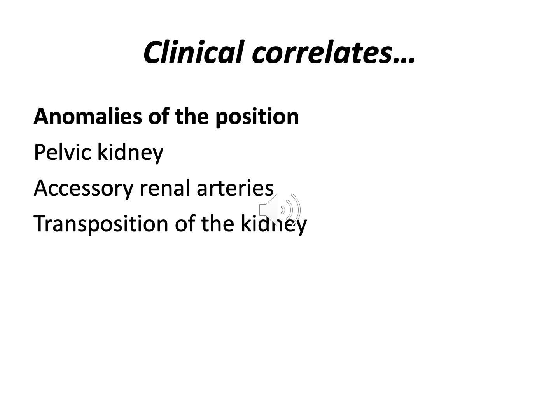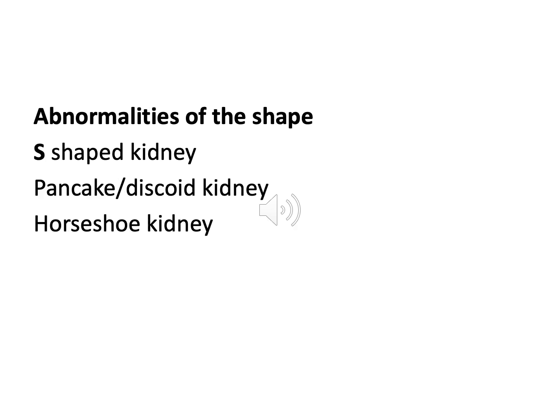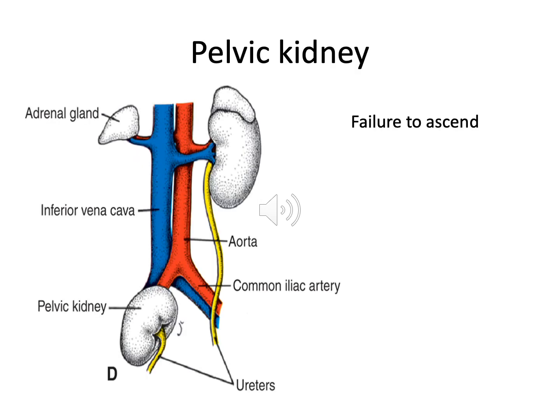There are many congenital anomalies that can happen during the development of the kidney. Due to problems with the position of the kidneys, there are three main congenital anomalies you should know: pelvic kidney, accessory renal arteries, and transposition of the kidney. Also, some anomalies happen due to a change in the shape of the kidney: S-shaped kidney, pancake or discoid kidney, and horseshoe kidney. This is the pelvic kidney. Pelvic kidney happens due to failure of the kidneys to ascend from the pelvic region to the lumbar region.